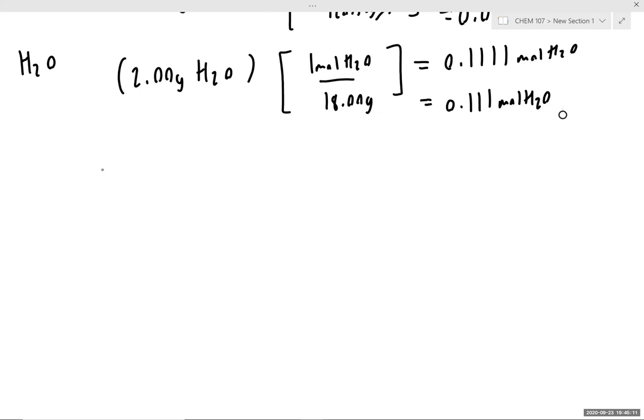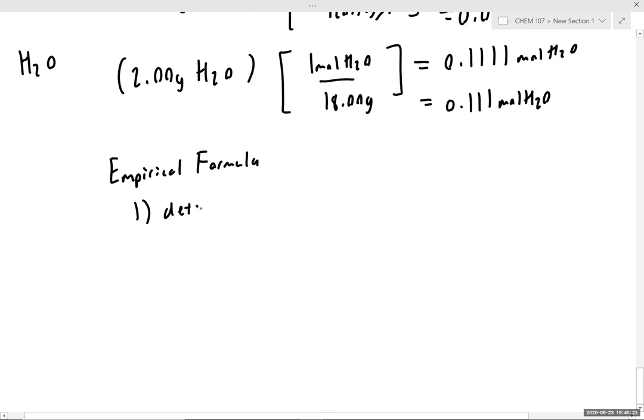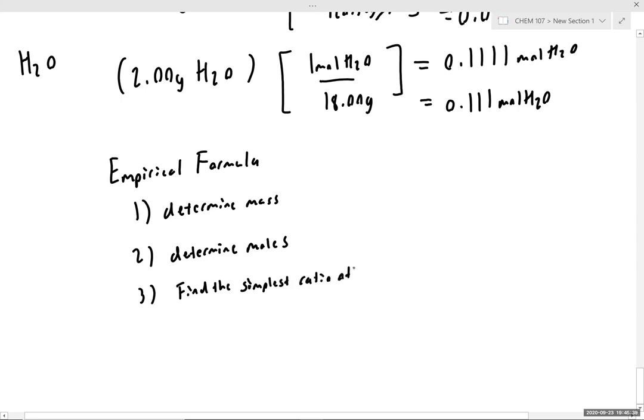How do we deal with the empirical formula? How do we deal with the empirical formula now that we know how to do mass mole conversion? So step 1, we determine the mass. Step 2, we determine the moles. And step 3, we find the simplest ratio of moles. Okay.